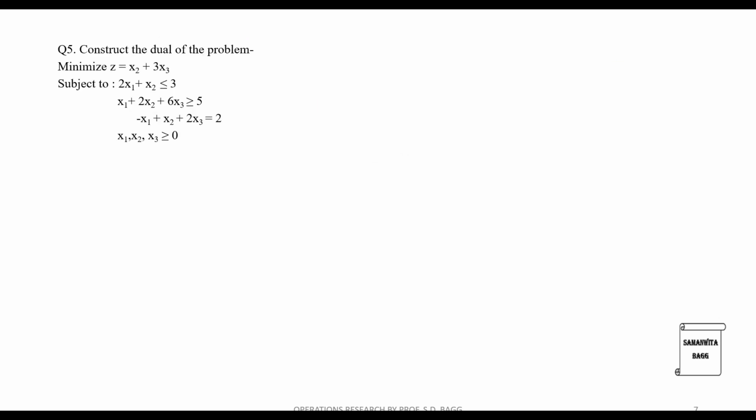Let's take up the next problem. Construct the dual of the problem. It's given: minimize z = x2 + 3x3. It is subject to three constraints, as you can see. In that, one of them is an equality; for minimize it should be greater than or equal to, so this one also I need to change. So I'll start.